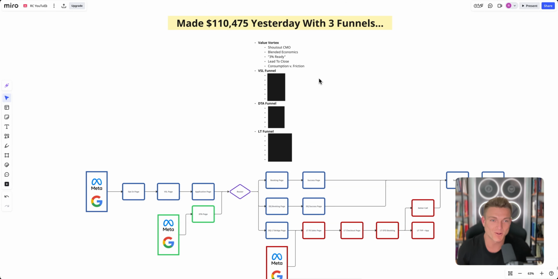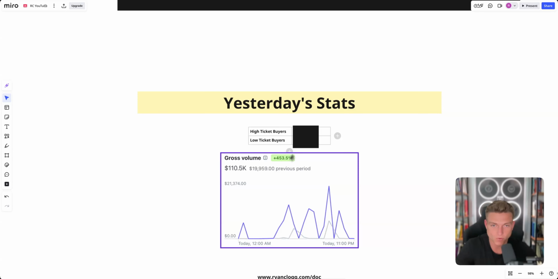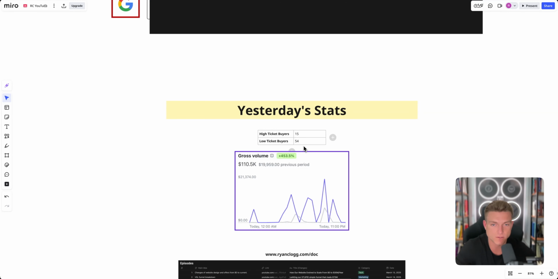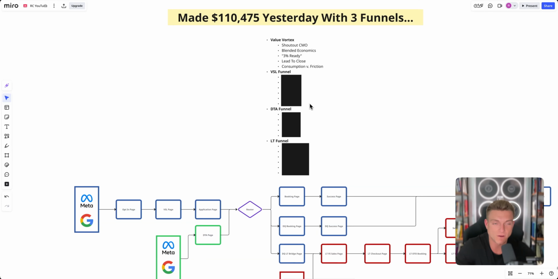Now, we are calling this the value vortex because basically all these economics blend. So yesterday we did $110,475, Stripe to prove it. 15 of those were high ticket buyers, 54 low ticket buyers. So this value vortex is basically like if I looked at the journey of every single one of these yesterday, they are touching everything. Everything. They are in low ticket. They're talking to a setter. Or they're talking to a closer only. They are booking direct. They opted in 2 months ago. Like it's everywhere. And that's this vortex.